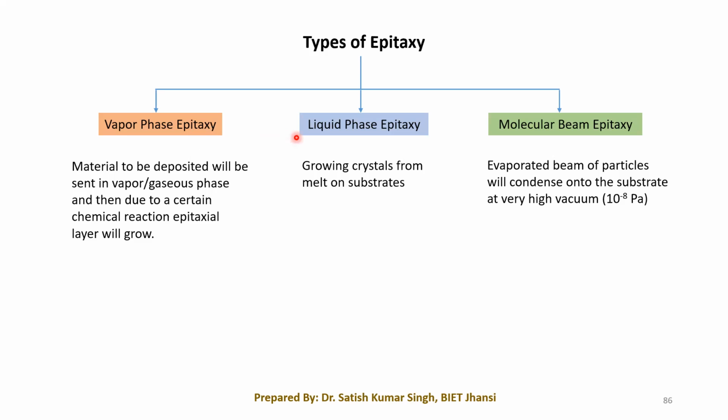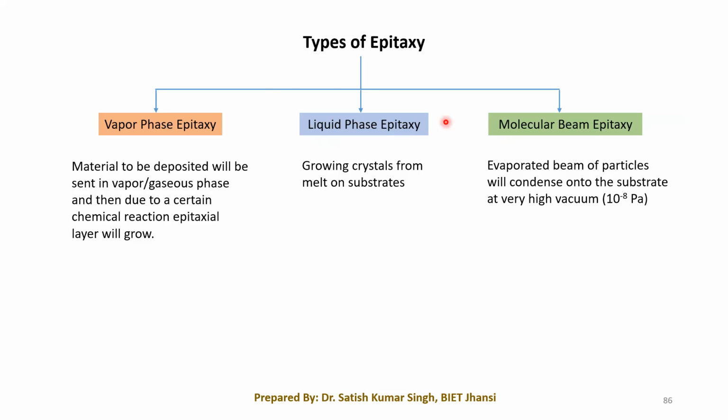If your source is in the form of liquid, then it is called liquid phase epitaxy. Similarly, if it is in the form of beams, we can take the molecules, or you can take a solid source, and that solid source will be bombarded by very high energetic particles at very low temperature and very high vacuum. At very high vacuum, some of the beams of that solid material will come out. That will be our molecular beam, and then it is called molecular beam epitaxy.